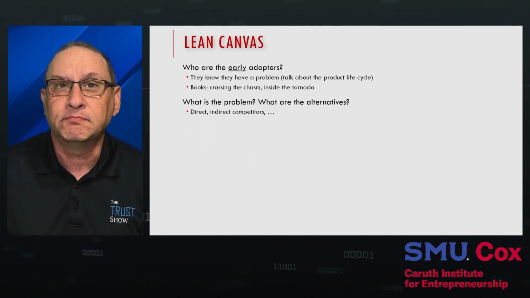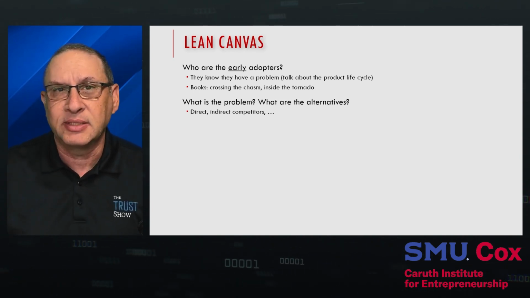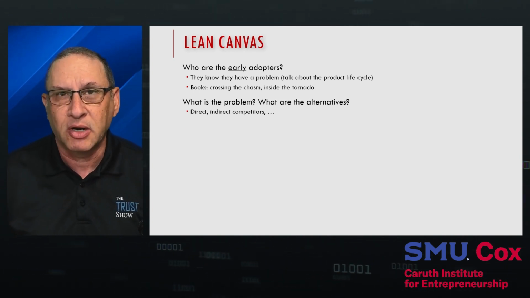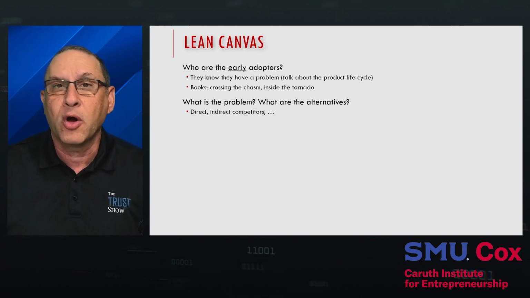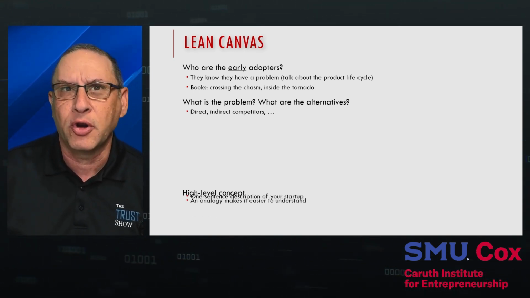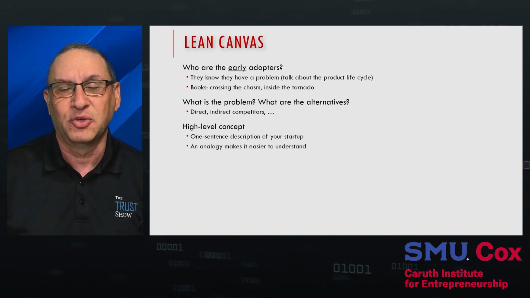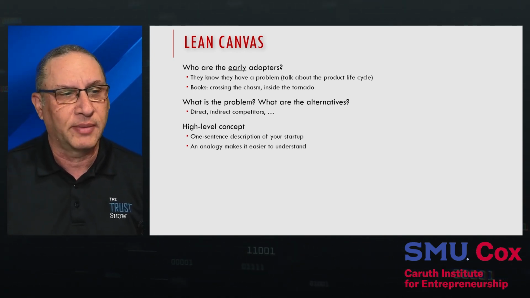What is the problem? You need to identify the problem, and that's not something that typically you talk about in the business model canvas. You talk about it here. Who are the direct competitors? Who are the indirect competitors? What are the alternative products? What's the best current alternative to the product or service that you're offering?